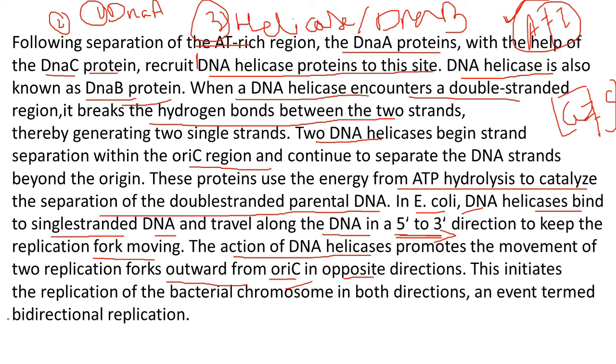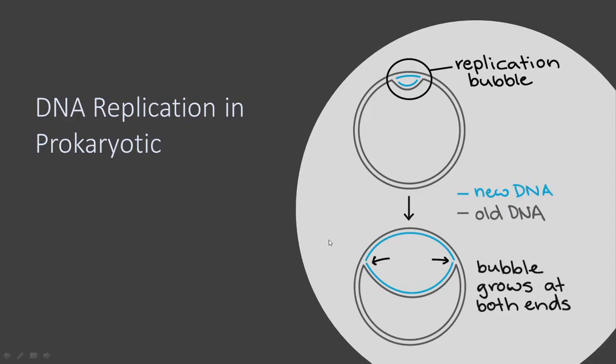This initiates the replication of the bacterial chromosome in both directions and is termed bidirectional replication. Why is it bidirectional? The DNA of a bacterium is circular, so when it starts here, it can move forward in this direction or in this direction. That's why it is bidirectional. Just note that point. Here it forms a bubble-like structure, known as the replication bubble.